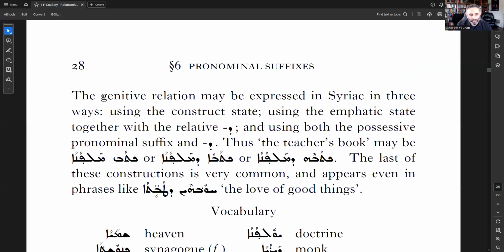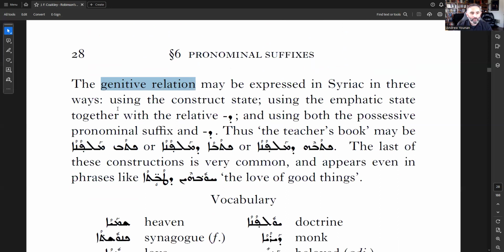The genitive relation, so possession, when something possesses another, he's calling it the genitive relation because he's a nerd, may be expressed in Syriac in three ways. One, using the construct state, which we learned last chapter, I think. Two, using the emphatic state together with the relative deleth. Three, using both the possessive pronominal suffix and deleth. So there's three ways to say the teacher's book.